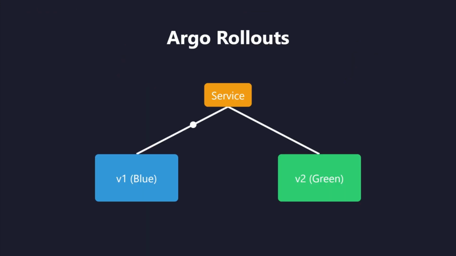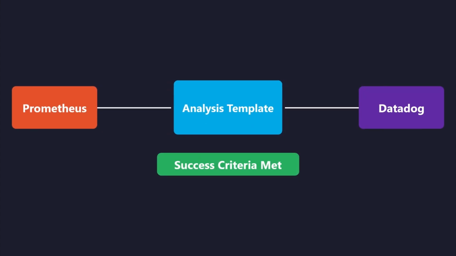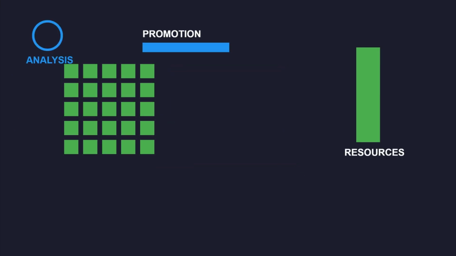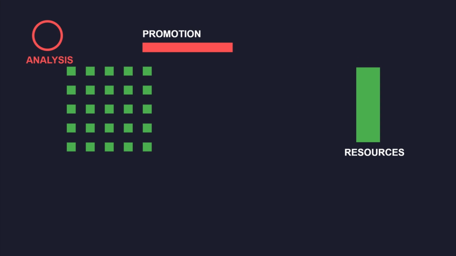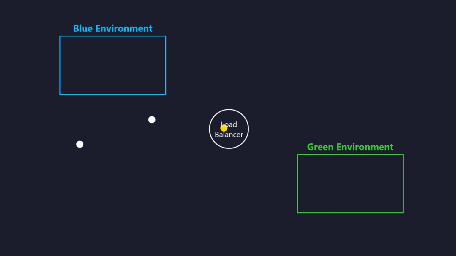Argo Rollouts is a custom controller that automates blue-green deployments by managing the entire lifecycle of the pods and services. Use analysis templates to query Prometheus or Datadog. The deployment automatically proceeds only if the success criteria are met. When an analysis fails, Argo Rollouts automatically aborts the promotion and scales down the green pods to save cluster resources.